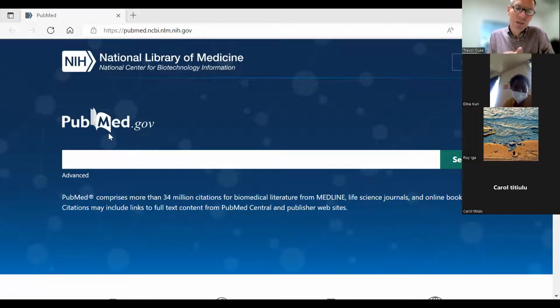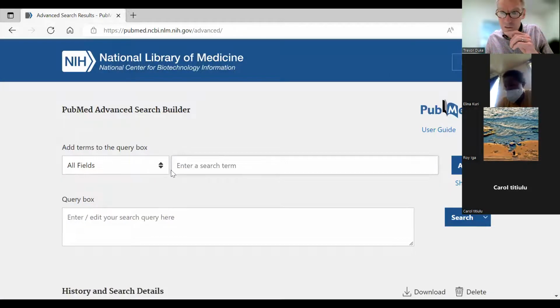Now, some of you will have searched on PubMed. It's the National Library of Medicine. It's similar to Medline. It's got 34 million citations. Tens of thousands of journals are in PubMed, but to do a basic search, I think is useful. I usually do this thing called an advanced search, and that can be helpful. I'll click on that. You can see the advanced search there. Okay. So let's say you want to search on a particular topic.